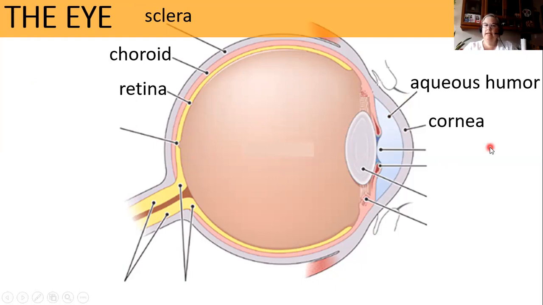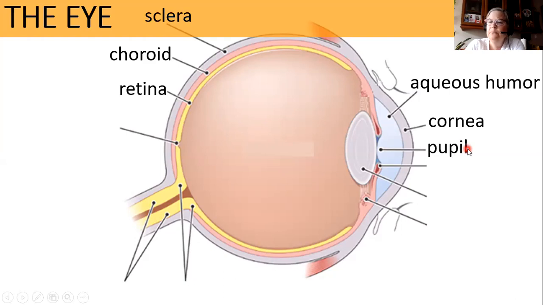Now, those of you who have taken physics and talked about light, you know that every time light hits a new medium, it bends. So light hits the cornea, it's a different medium than the air, so the light's going to bend. And then it hits the aqueous humor, that's a different medium than the cornea, so it's going to bend.